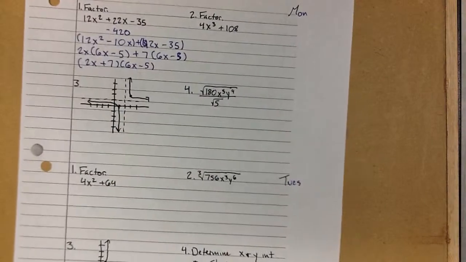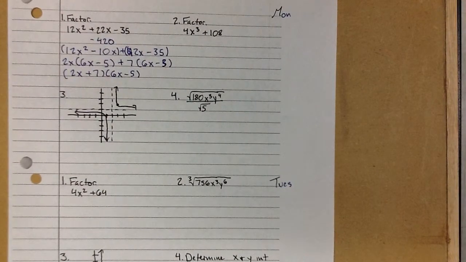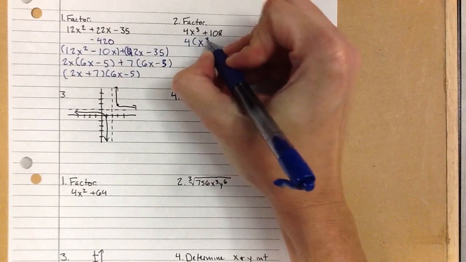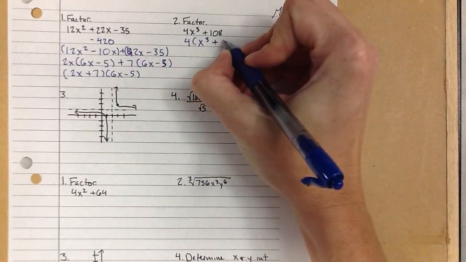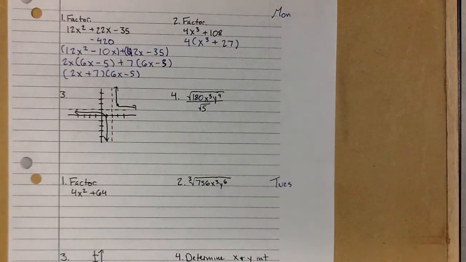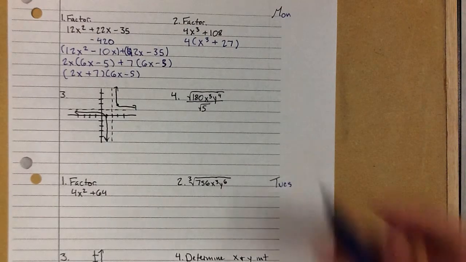Factor cubes. What comes out? A 4. And so I'm left with x cubed plus 27. Okay? I factored out that 4. It's still part of your answer. It doesn't disappear. It's still part of your answer.